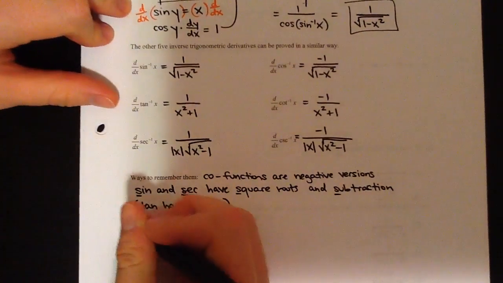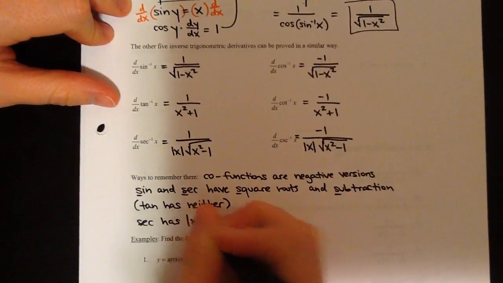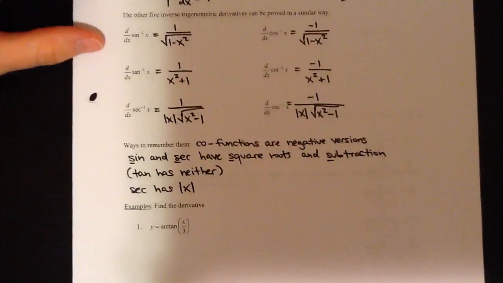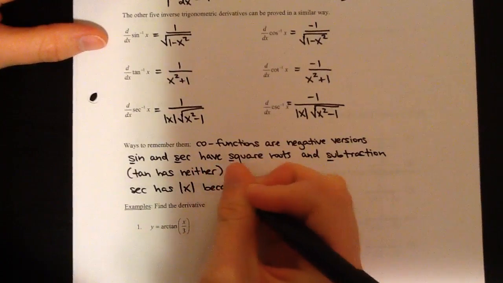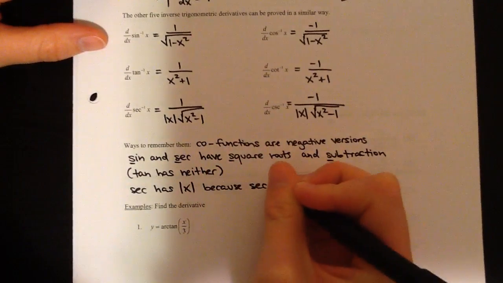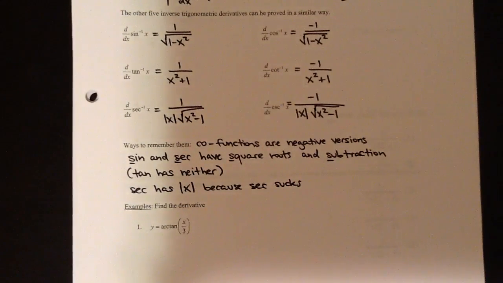And the last one, this is the last or the best thing that I can provide you with here. Secant has the absolute value of x because secant sucks. I can't tell you why you'll use this or why you'll remember this, but you will. I have kids from years ago who the only thing they remember from this class is that secant sucks. So I don't know why, but like I said, it works.